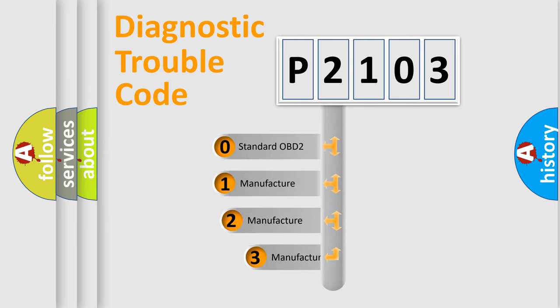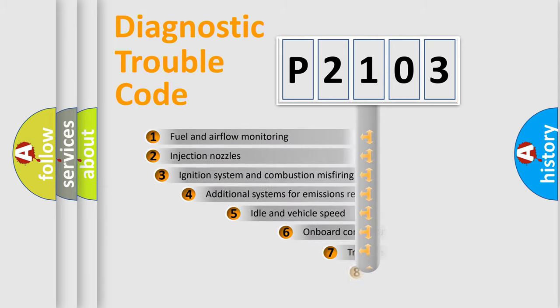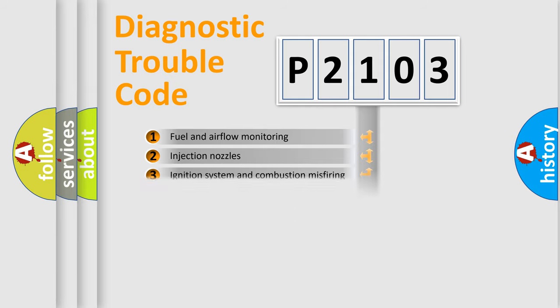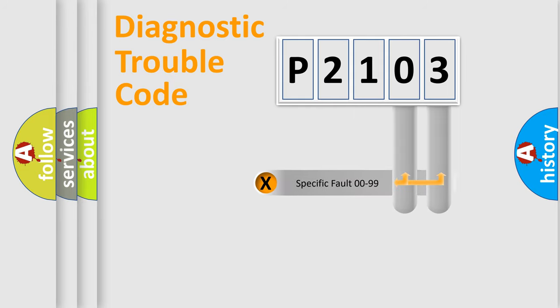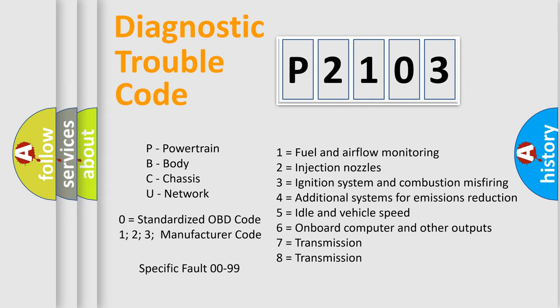If the second character is expressed as zero, it is a standardized error. In the case of numbers 1, 2, 3, it is a more specific expression of a manufacturer-specific error. The third character specifies a subset of errors. The distribution shown is valid only for the standardized DTC code. Only the last two characters define the specific fault of the group. Let's not forget that such a division is valid only if the second character of the code is expressed by the number 0.